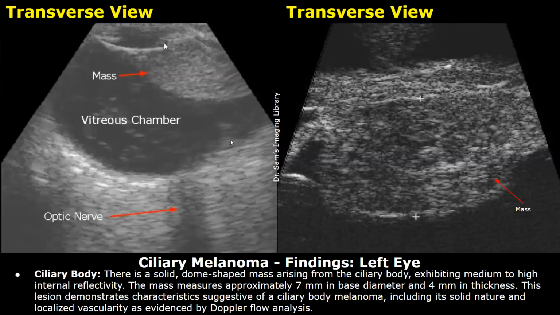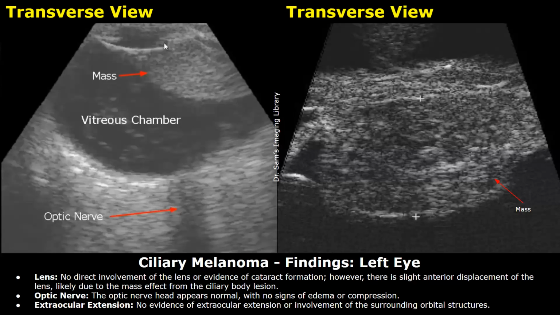Ciliary body. There is a solid dome-shaped mass arising from the ciliary body, exhibiting medium to high internal reflectivity. The mass measures approximately 7 millimeters in base diameter and 4 millimeters in thickness. This lesion demonstrates characteristics suggestive of a ciliary body melanoma, including its solid nature and localized vascularity as evidenced by Doppler flow analysis.